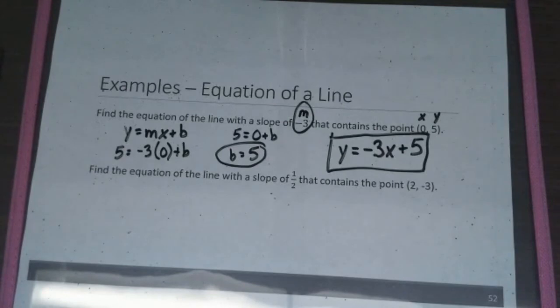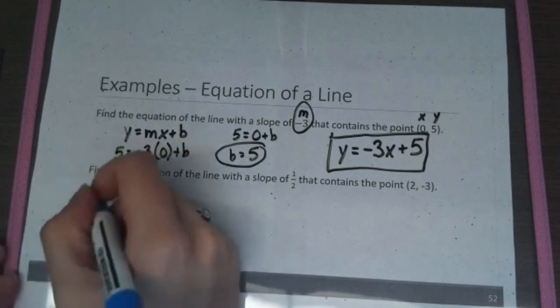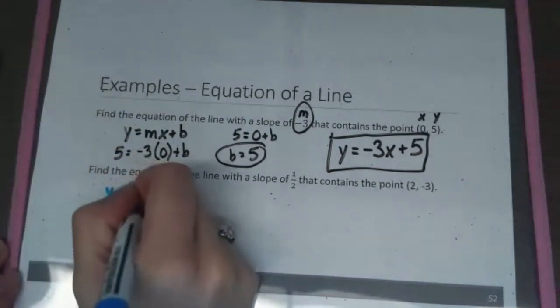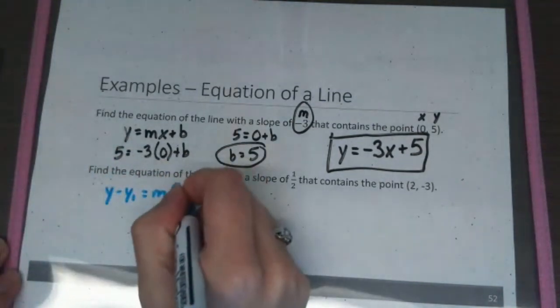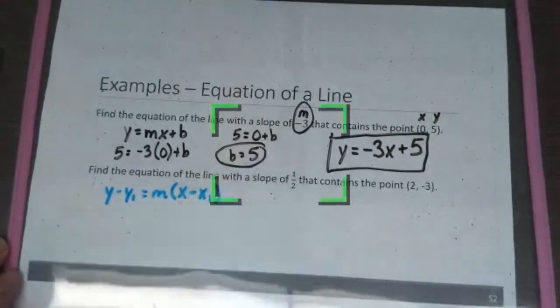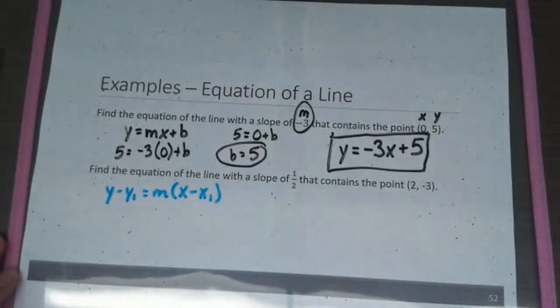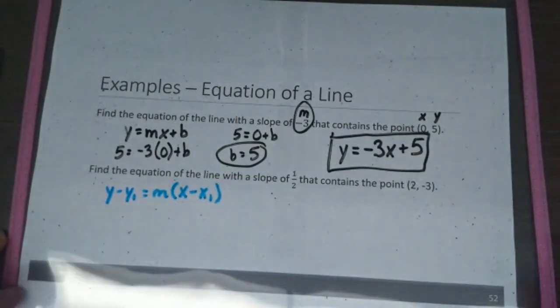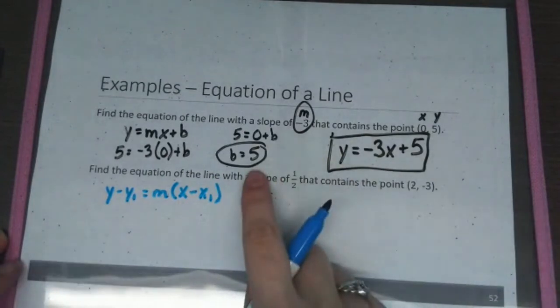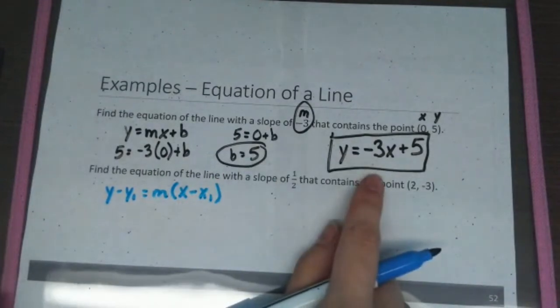In the next one, we want to find the equation of the line with a slope of 1/2 that contains the point (2, -3). And I'm going to approach this one a different way. I'm going to use our point-slope form, which is y minus y1 equals m times (x minus x1). This equation might be a little bit harder to remember, but you don't have to remember to put it back in the right form.